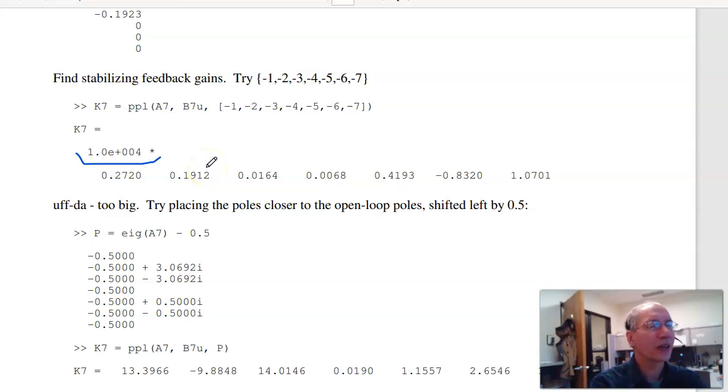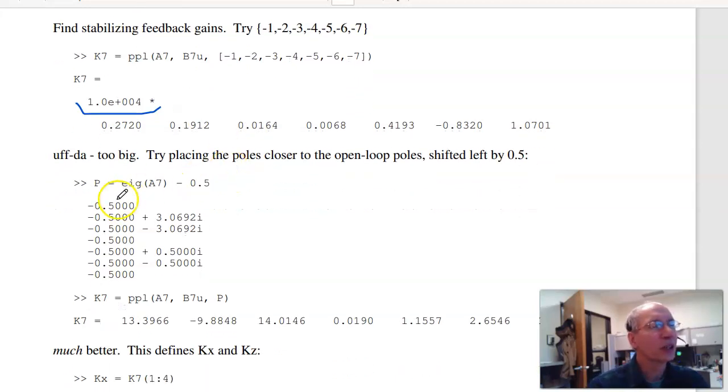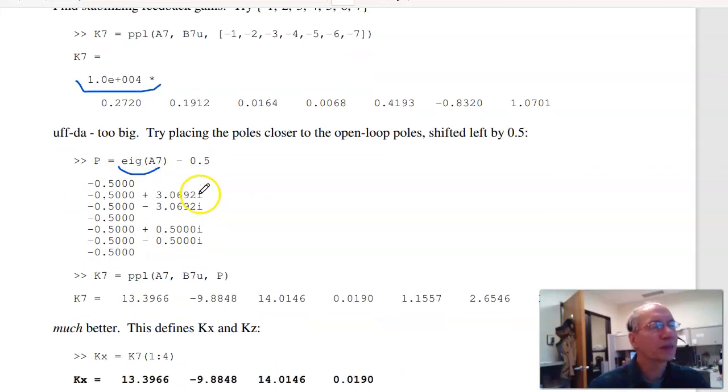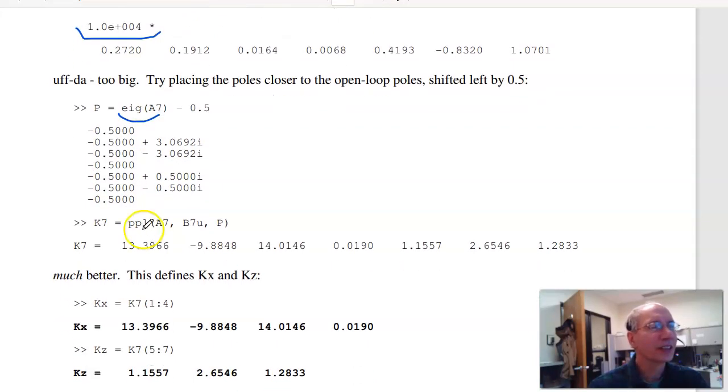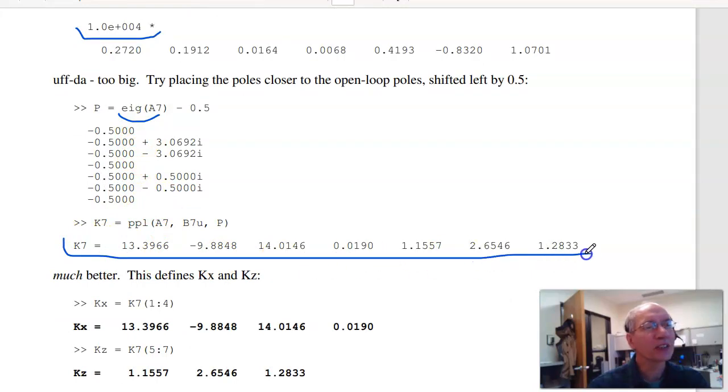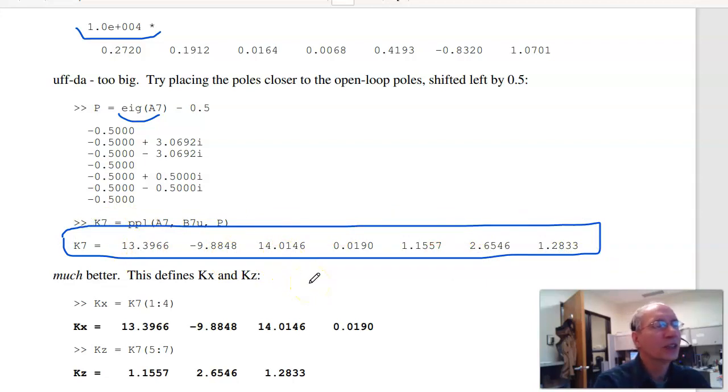Let's instead try a different pole location. Let's take the open loop poles and just shift them left by 0.5. So here's where I want to put the poles. Again, kind of arbitrary. The pole location is not specified on the test. If I choose this pole location, I get much better gains. That's actually much more reasonable. It's not 10,000. Biggest gain is 14. So let's go with that.